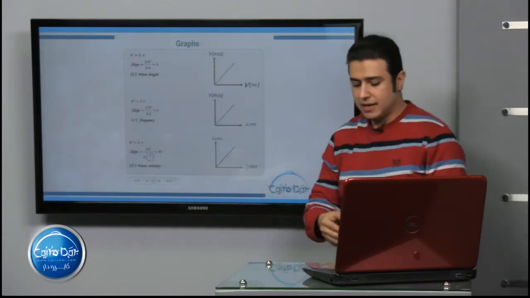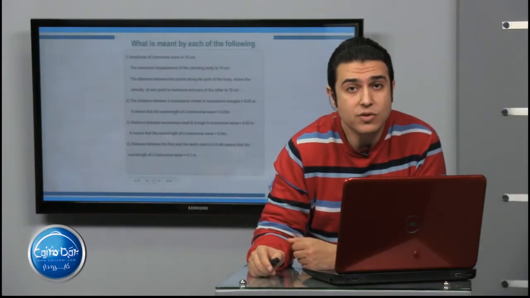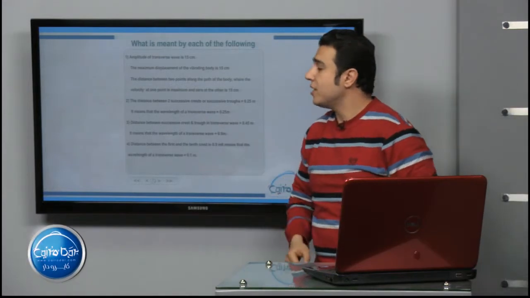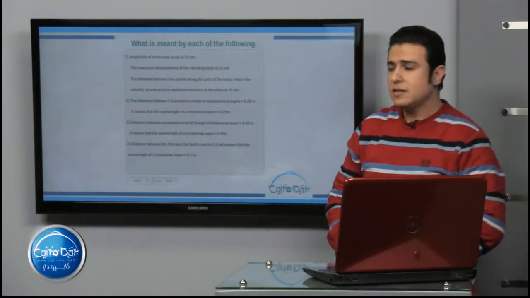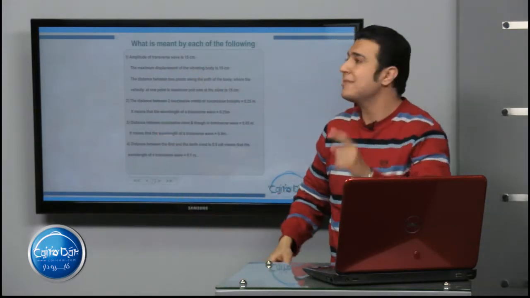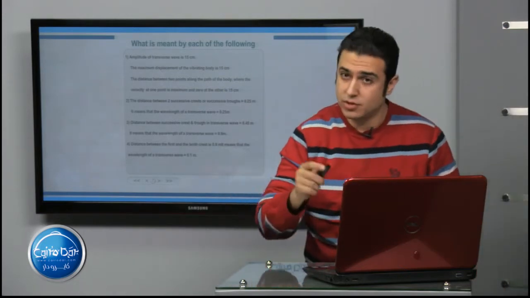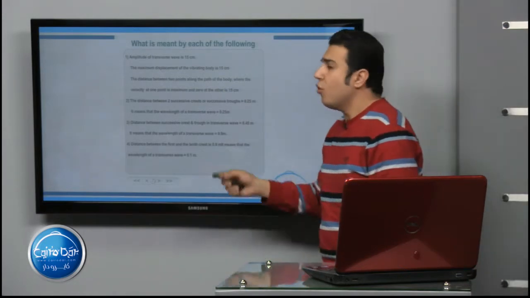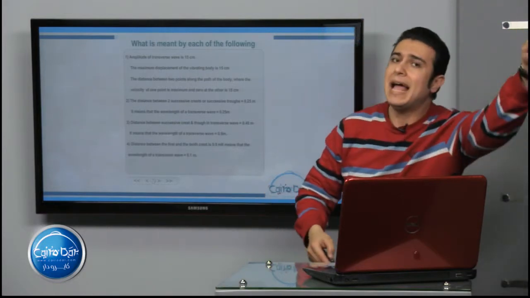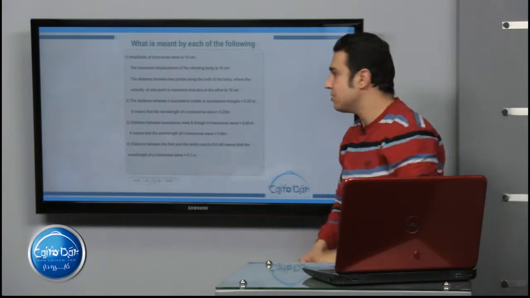That's for the graphs. Another question: what is meant by each of the following? Amplitude of a transverse wave is 15 centimeters. Amplitude is the maximum displacement of the vibrating body, which is 15 centimeters. Or it is the distance between two points, at one of which the velocity is maximum and at the other the velocity is 0. This distance equals 15 centimeters.